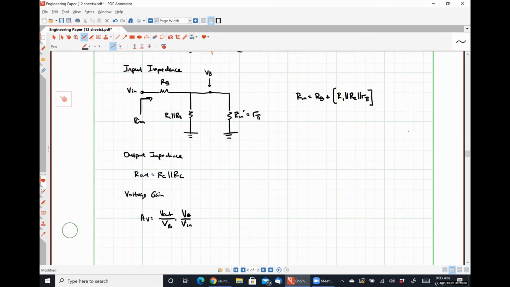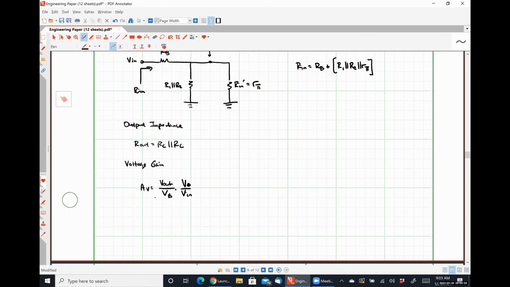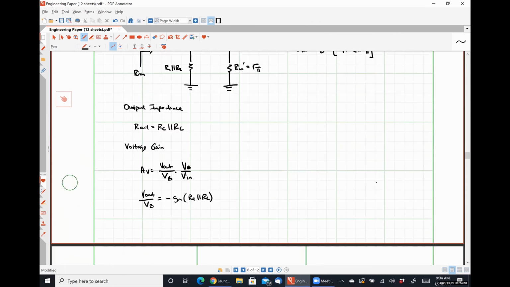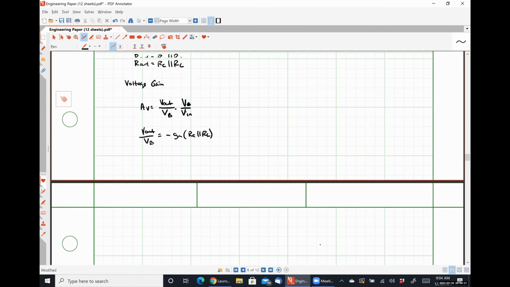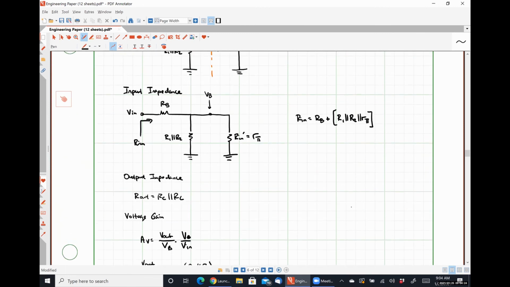Exactly right. So we know that V out over VB is negative GM times RC in parallel with RL by inspection and using our prior knowledge. How are we going to figure out what our VB over VN relationship is? The same way we did it earlier, right? So we can actually use this drawing from our input impedance relationship to figure out what it's going to be. So how can I use voltage division to figure out what VB is in this case?